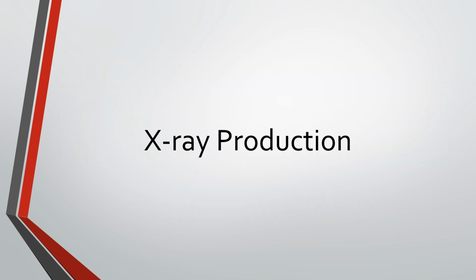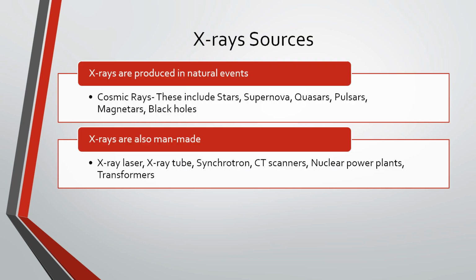So now we'll move on to X-ray production. As we know, there's different X-ray sources. There's the man-made, and then there's also natural events. So things like cosmic rays, X-rays can come from stars, supernovas, quasars, pulsars, magnetars, black holes. So all these things come from space. So X-rays can be produced naturally through space.